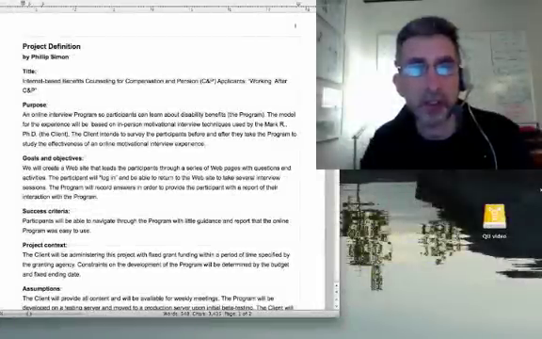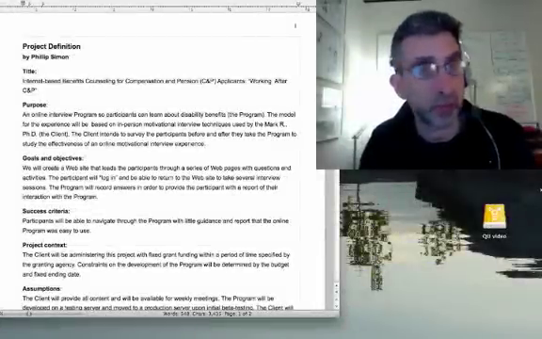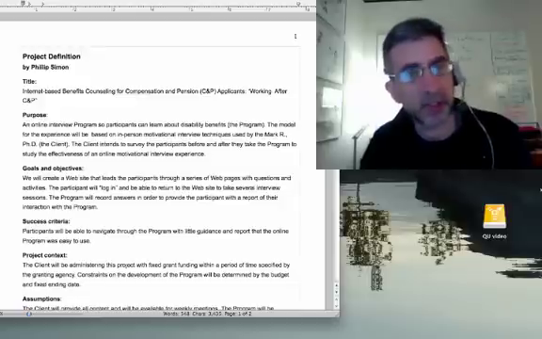On the screen is a project definition I wrote for a real project I'm doing. It will be available as a PDF in the module on project definition.